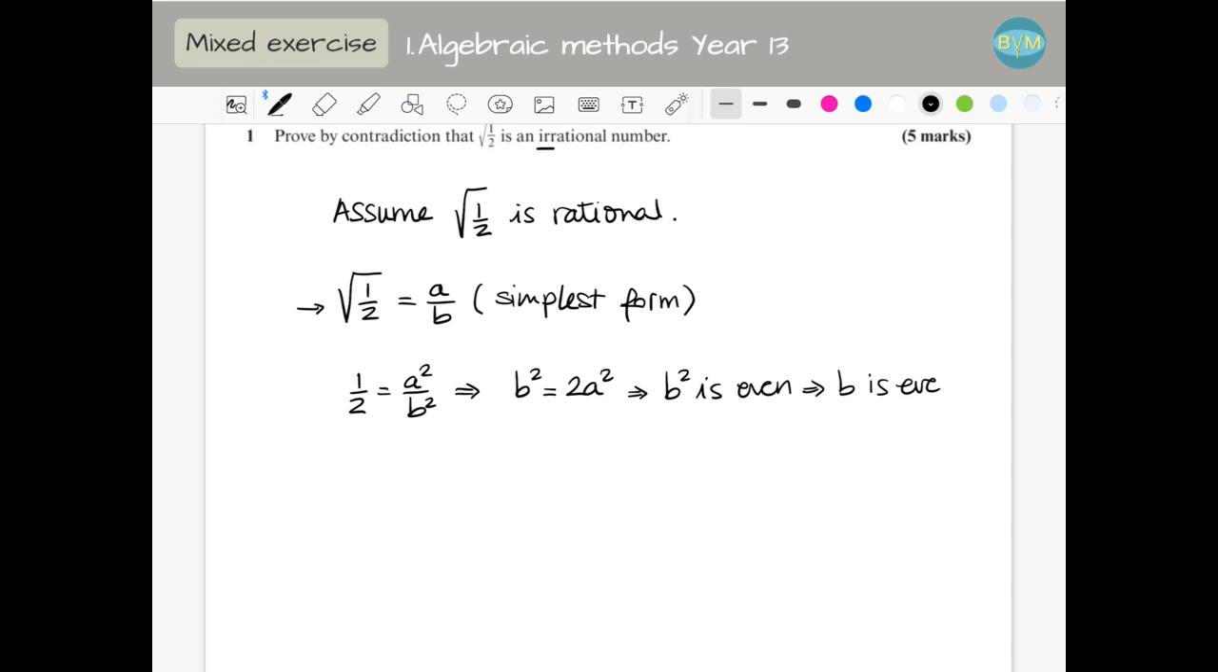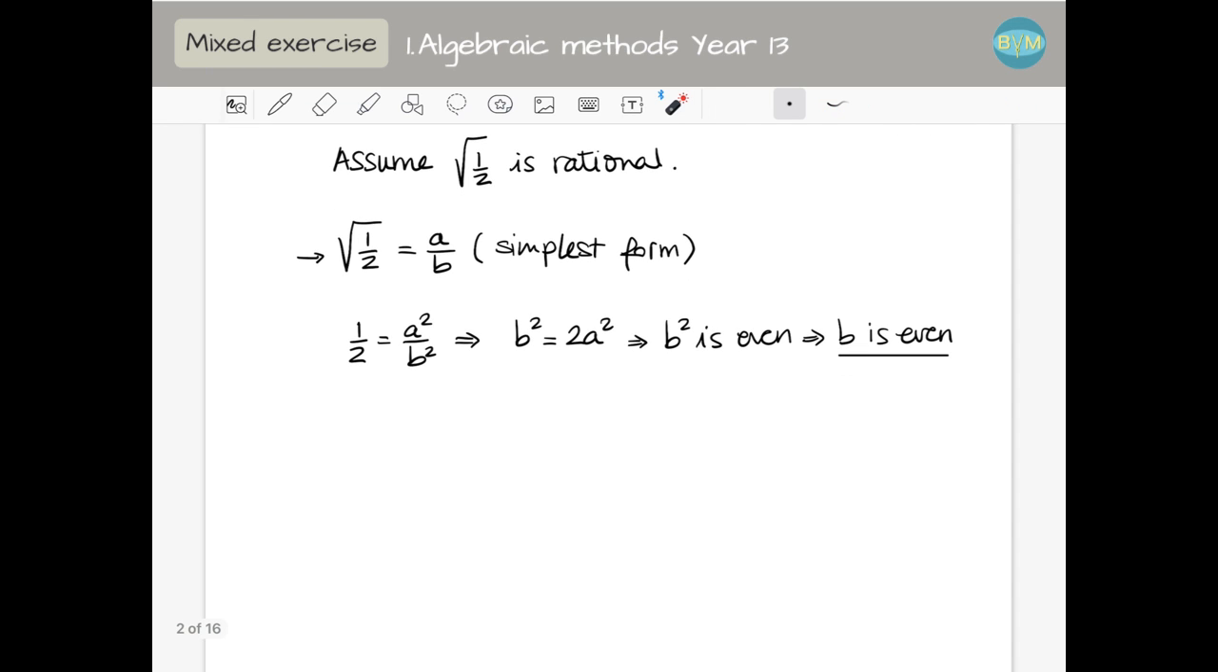This is a very easy proof by contradiction, but it's helpful that you remember it in the questions because you can use it without proving, yeah, unless they specifically ask you to prove. So if a number squared is even, the number is going to be even as well, yeah?